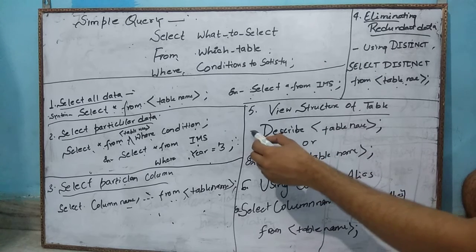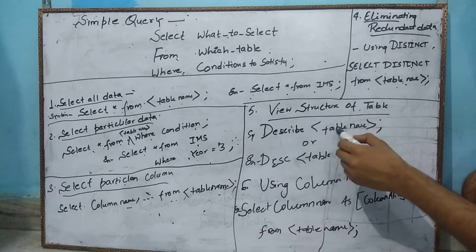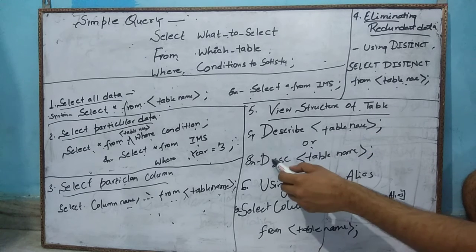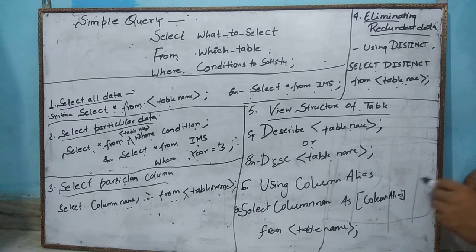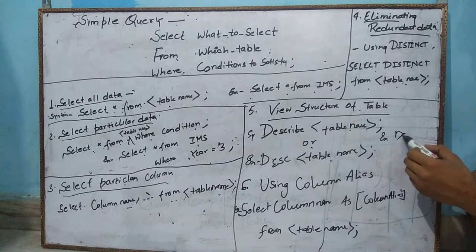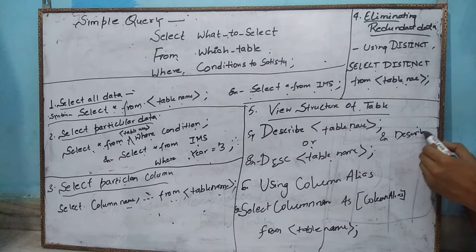Number five is view the structure of a table, using the syntax describe table name or DESC table name, separated with semicolon. Example, describe students.